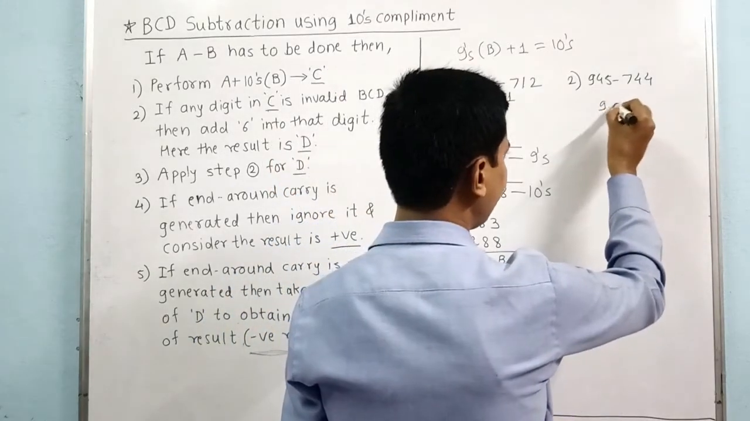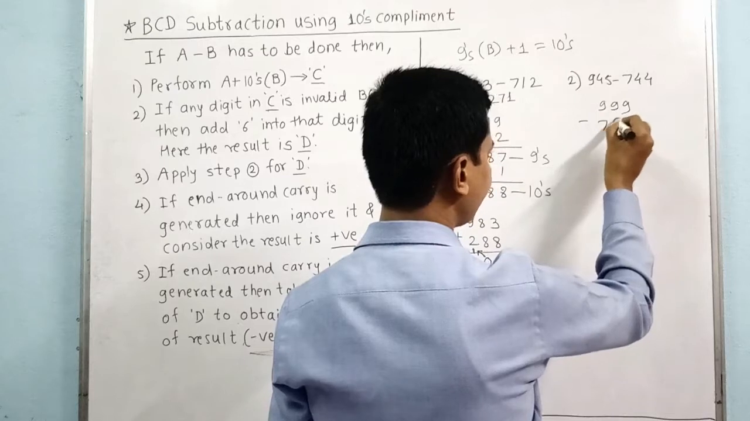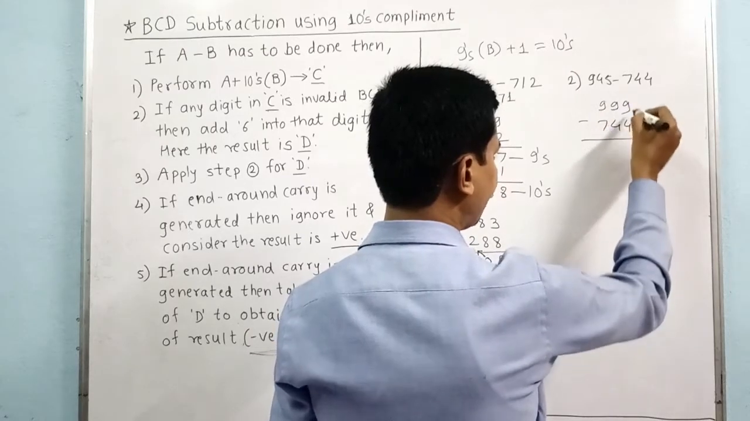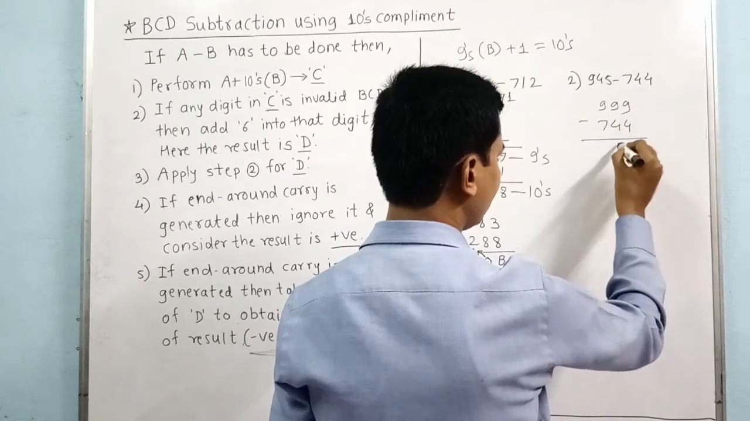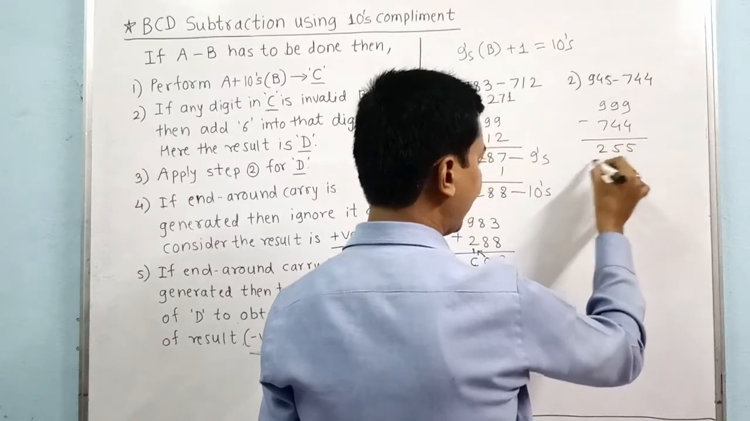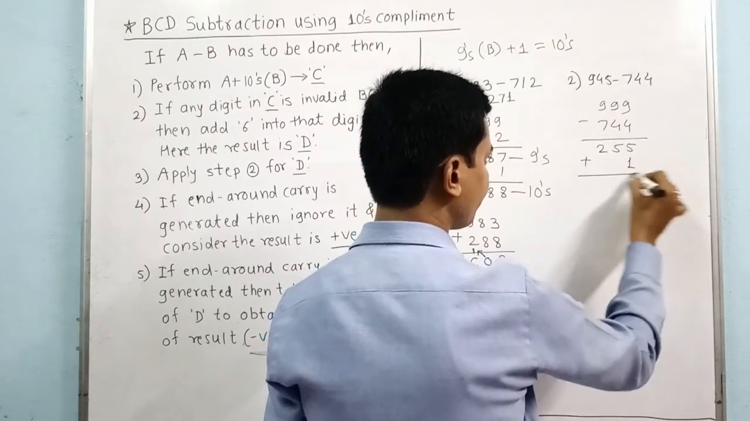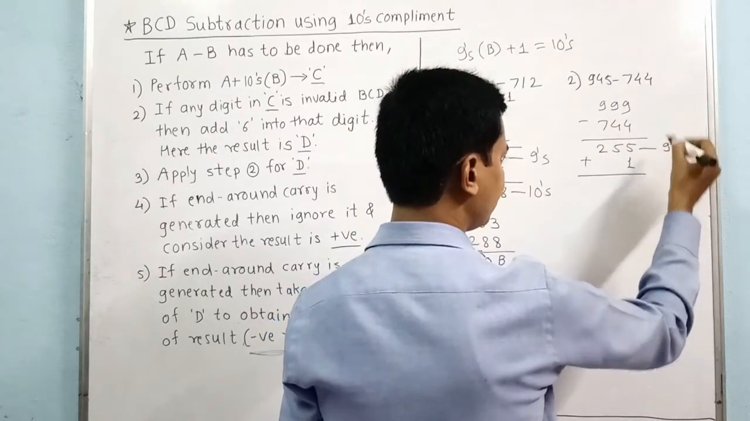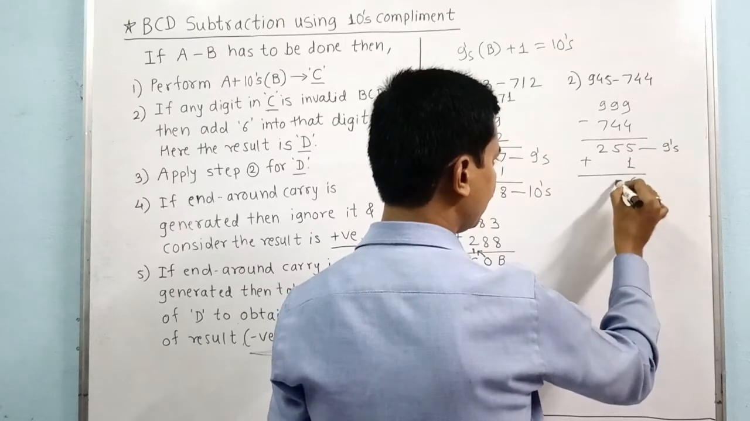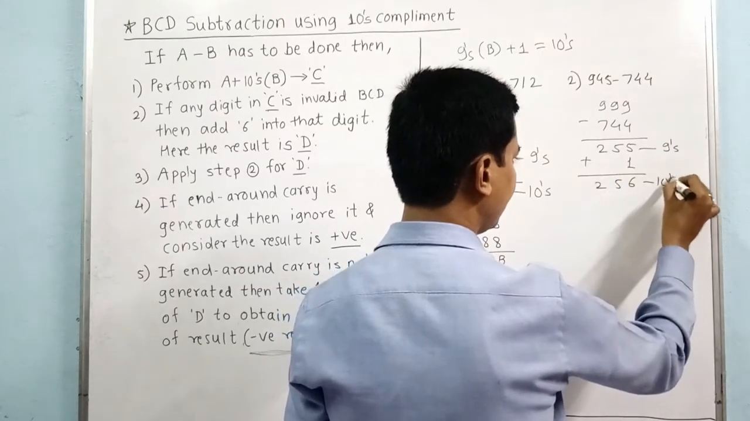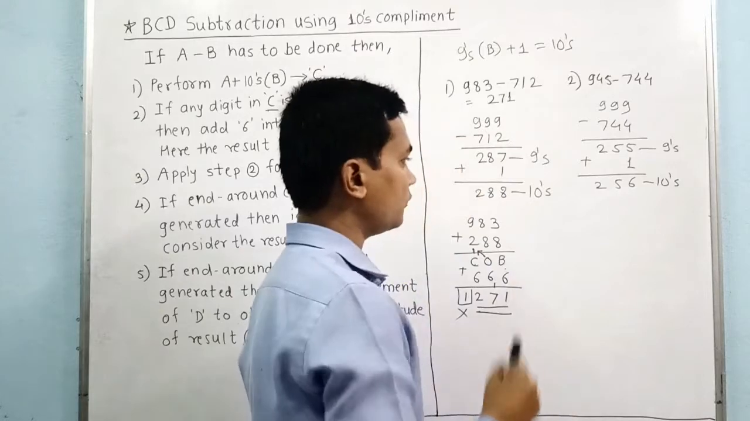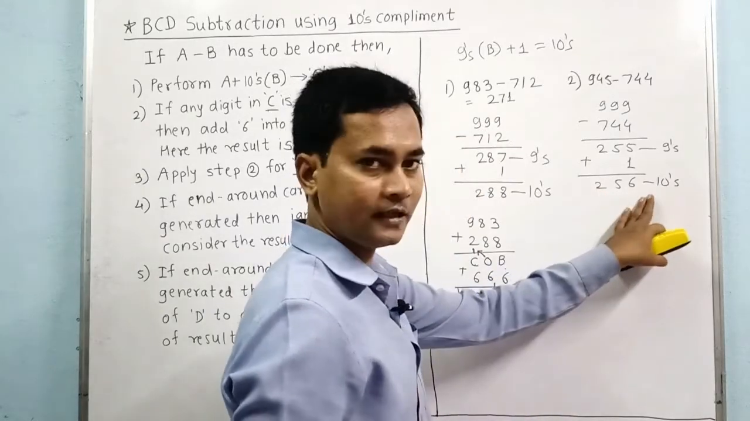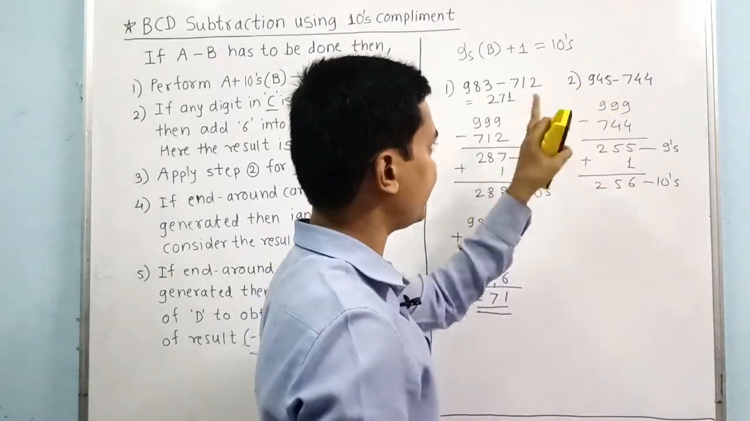So 999 minus 744: 9 minus 4 is 5, then 5, 2. This is the nines complement. Add 1 to it: 5 plus 1 is 6, so 2 5 6... the tens complement is 255 2 as shown. This is the tens complement. Now we have to add this tens complement value to the minuend, that is 945.